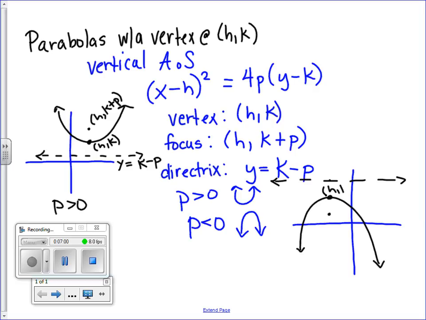Alright, so this is (h, k). This is still h and k plus p. Now, how did I add p to that, but it ended up going down? It's a negative. When you add a negative, you get something smaller. So that's how it ended up. P is less than 0 over here. Like if p was negative 4, if you add negative 4, you're going to have less than you started with. This is y equals k minus p. There, because minus a negative gives you a positive.